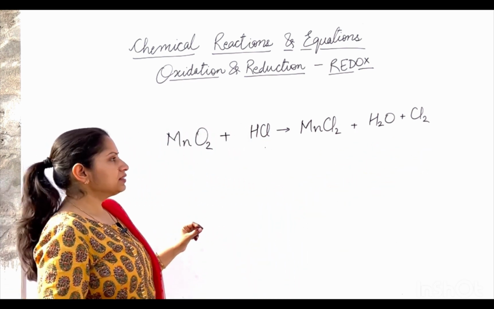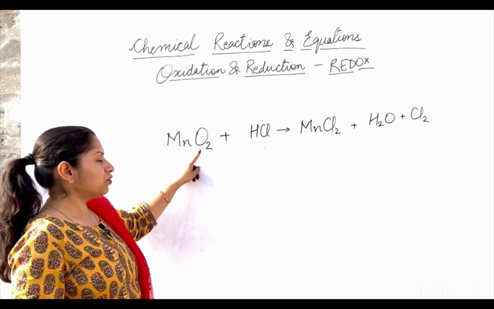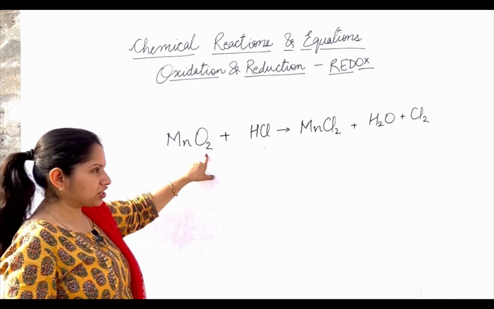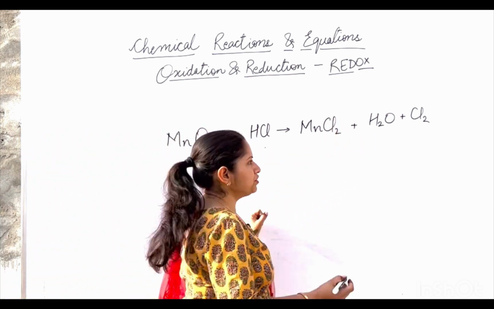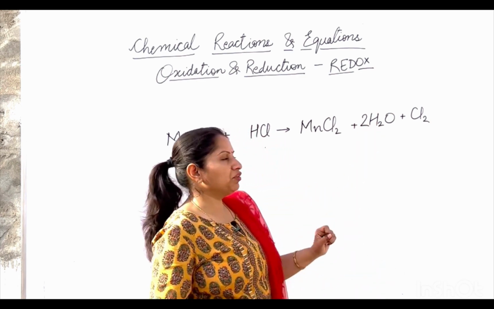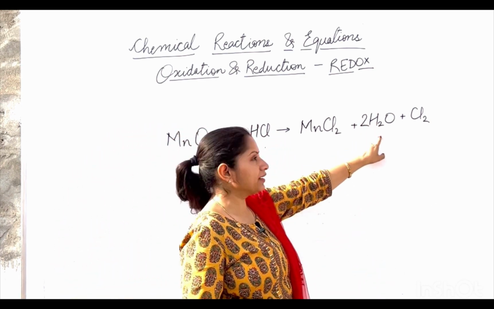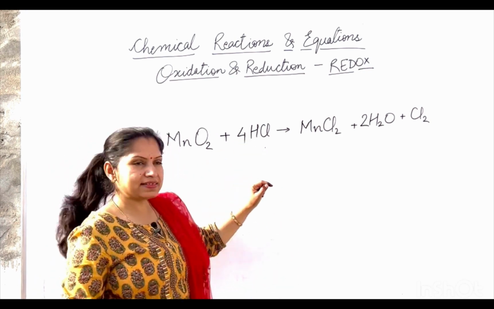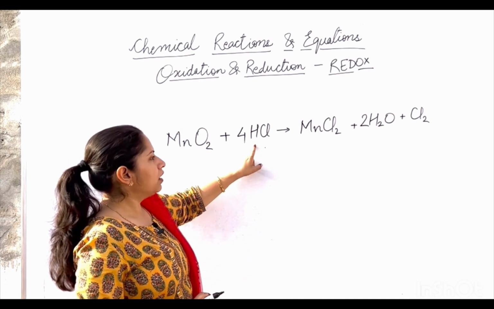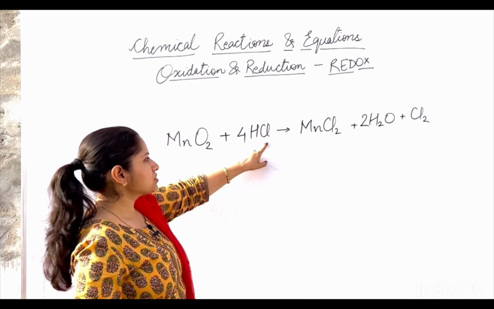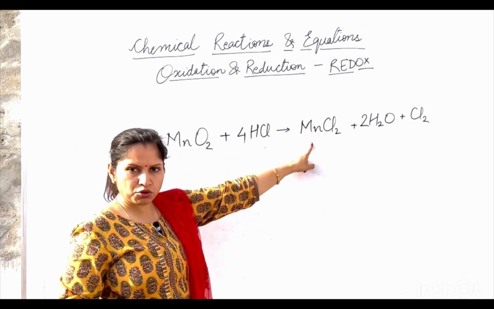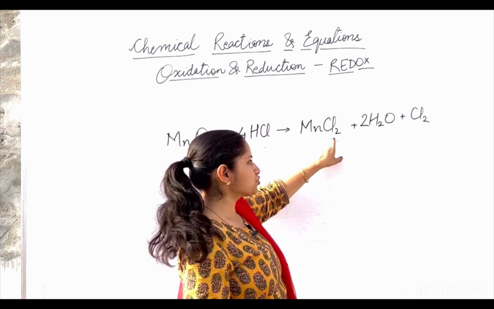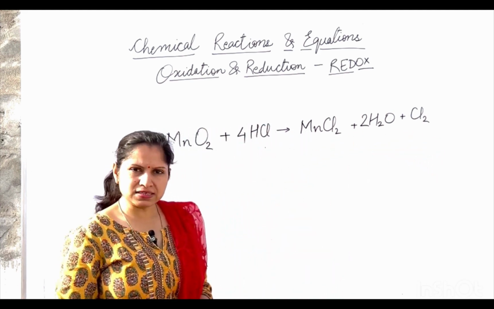Now, in this reaction, first let us balance this equation. It's not balanced. Here I have two oxygen atoms, here I have just one. So we should make it 2. But now when we make it 2, we have 4 hydrogen atoms here and just 1 here. So let's make it 4 HCl. Then I'll have hydrogen also balanced. Manganese is the same on both sides. Chlorine is 4 on this side, and on the right hand side also it's 2 plus 2, that is 4. So my reaction is balanced.